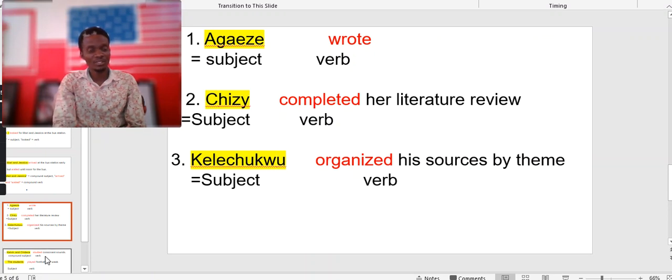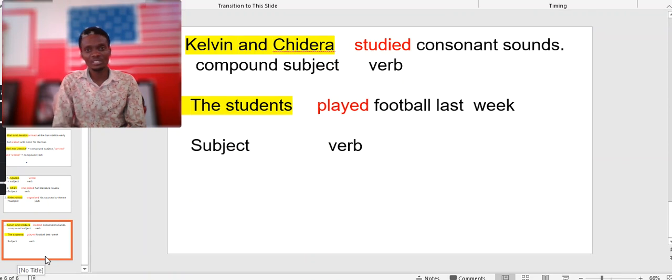Alright, the last part of this lesson is: Kelvin and Chidera studied consonant sounds. Kelvin and Chidera here in this sentence is what? Compound subject. Studied is a verb. Consonant sounds serve as the object that receives the action. The student played football last week. The student, your subject, and played, your verb.